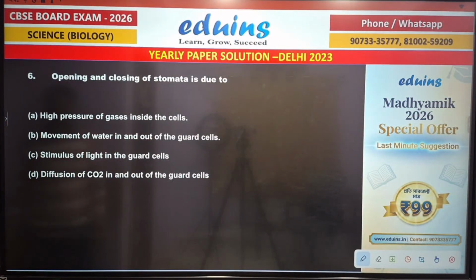Next: opening and closing of stomata is due to high pressure of gases inside the cell, movement of water in and out of the guard cell, stimulus of light in the guard cell, or diffusion of carbon dioxide in and out of the guard cells.